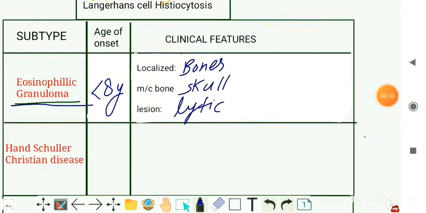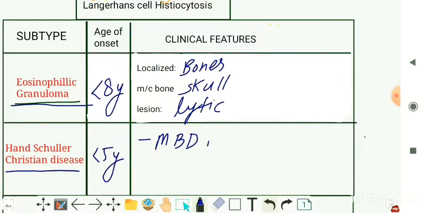The second subtype is Hand-Schüller-Christian disease. The age of onset is less than 5 years, and a triad of clinical features is seen. The first one is multiple bone defects, then diabetes insipidus and exophthalmos.